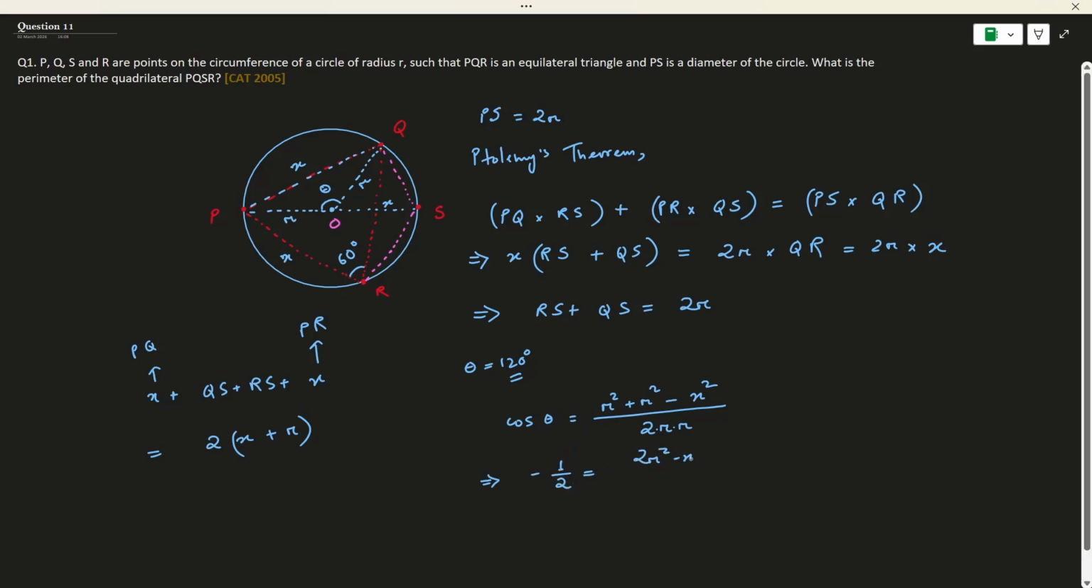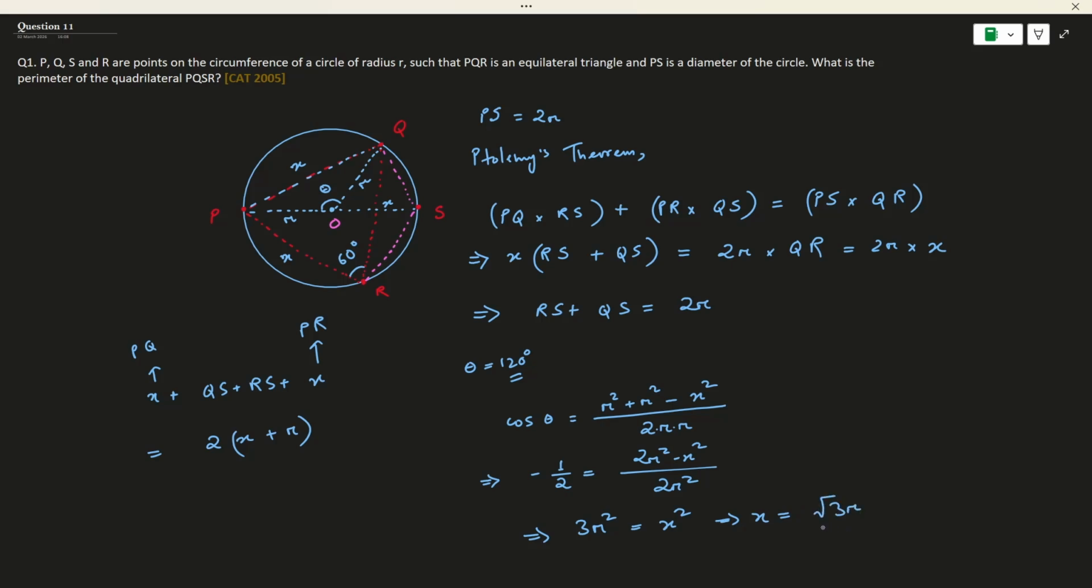2r square minus x square by 2r square. So 2 and 2 will get cancelled. R square will get multiplied with minus 1 and then come to the right hand side. So I will have 3r square is equal to x square, or x, what is x? X is equal to root over 3 into r.